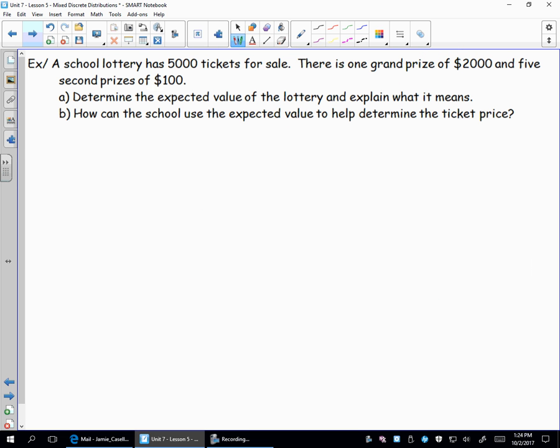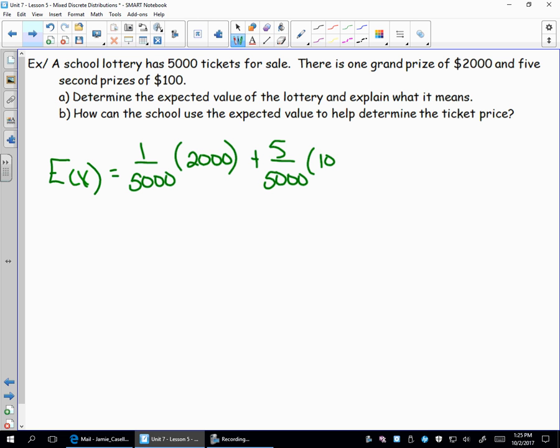Okay, last one. I need you guys to try some. A school lottery has 5,000 tickets for sale. There's one grand prize and 5 second prizes of $100. What is the expected value of the lottery, and explain what it means? So again, this is expectations, and it's a uniform question. You're buying a ticket. So the likelihood of winning first prize is 1 out of 5,000. The value of that is, hey, you win $2,000. Or there's 5 second prizes, so 5 out of 5,000, and you win $100.